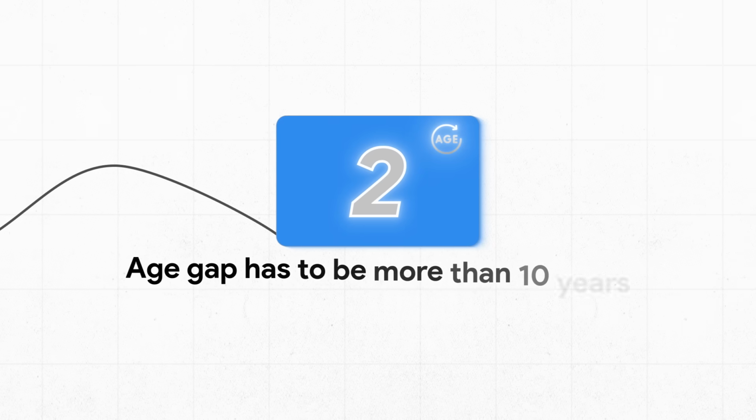Second, the age gap has to be more than 10 years. And this is one of those areas where the IRS language is very specific.